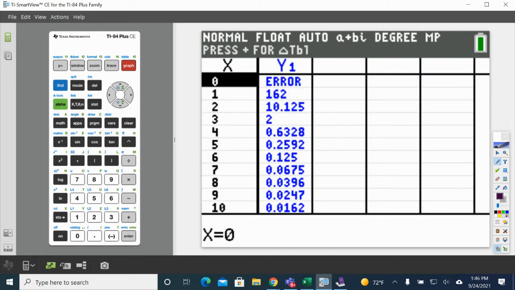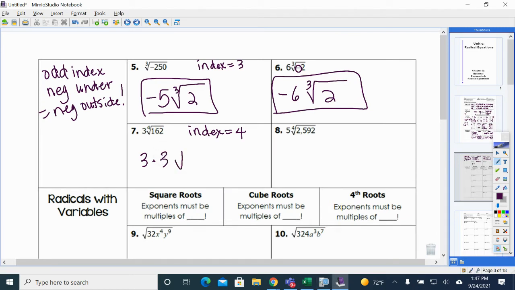Same exact steps. It's a 3 times the 4th root of 2. 3 times the 4th root of 2 is how we say that. And then don't forget to multiply the 3 times the 3 to get the 9. And that's not a 3, that should be a 4. 4th root of 2.